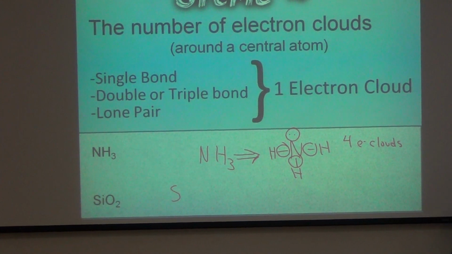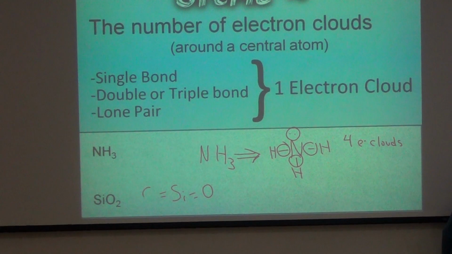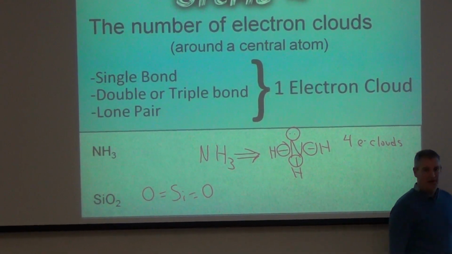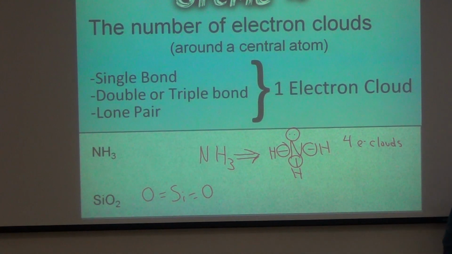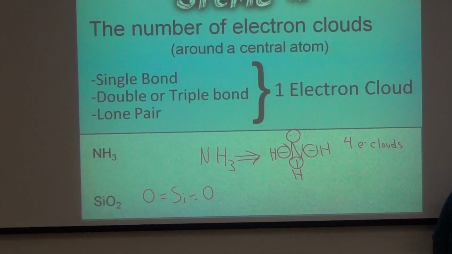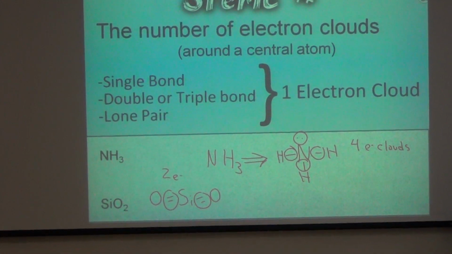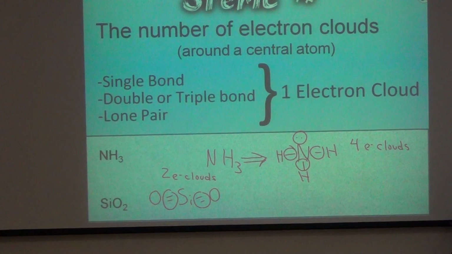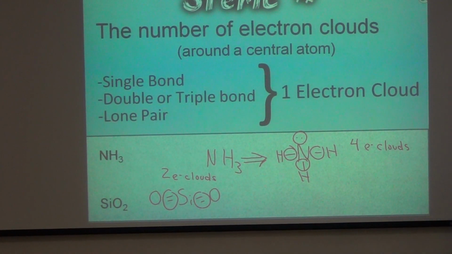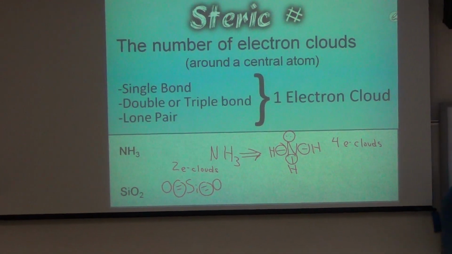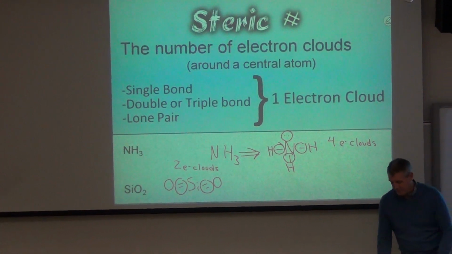Another fairly basic example would be SiO2. When you did that the other day, hopefully you got 2 double bonds, 1 double bond between each oxygen and the silicon. So this represents 1 cloud, that represents another cloud, so for this one we've got 2 electron clouds. 2 electron clouds would give us a steric number of 2.